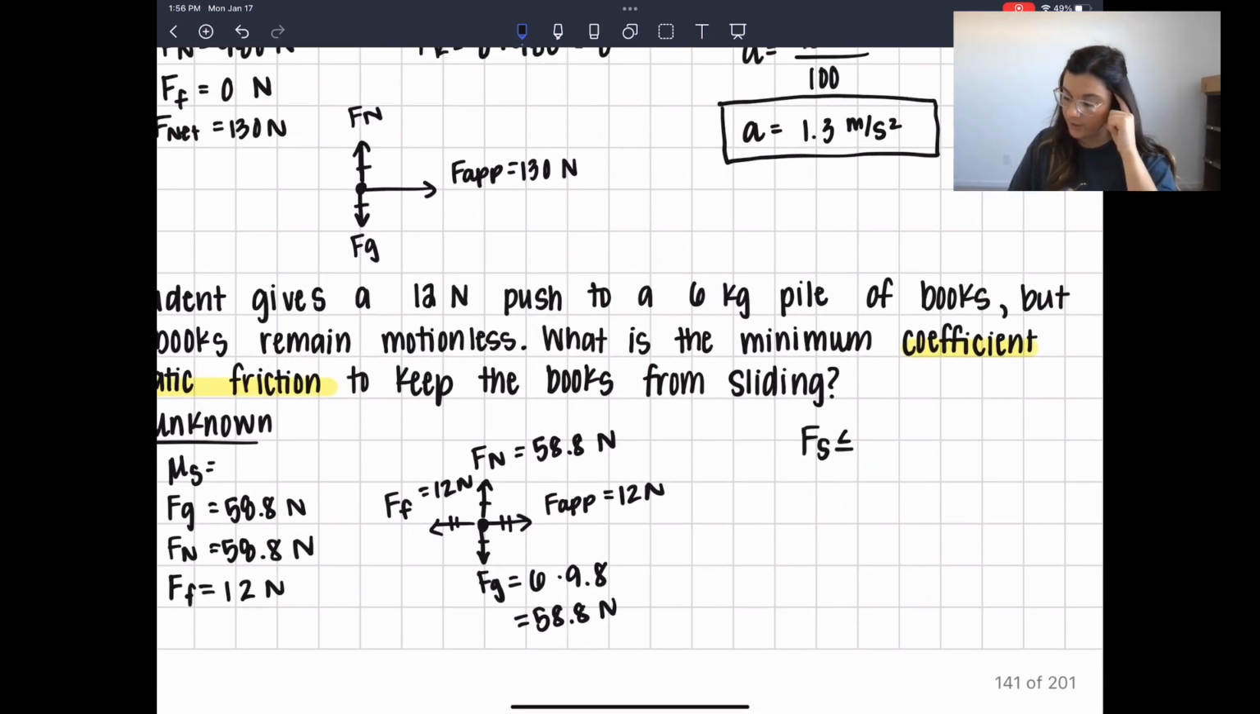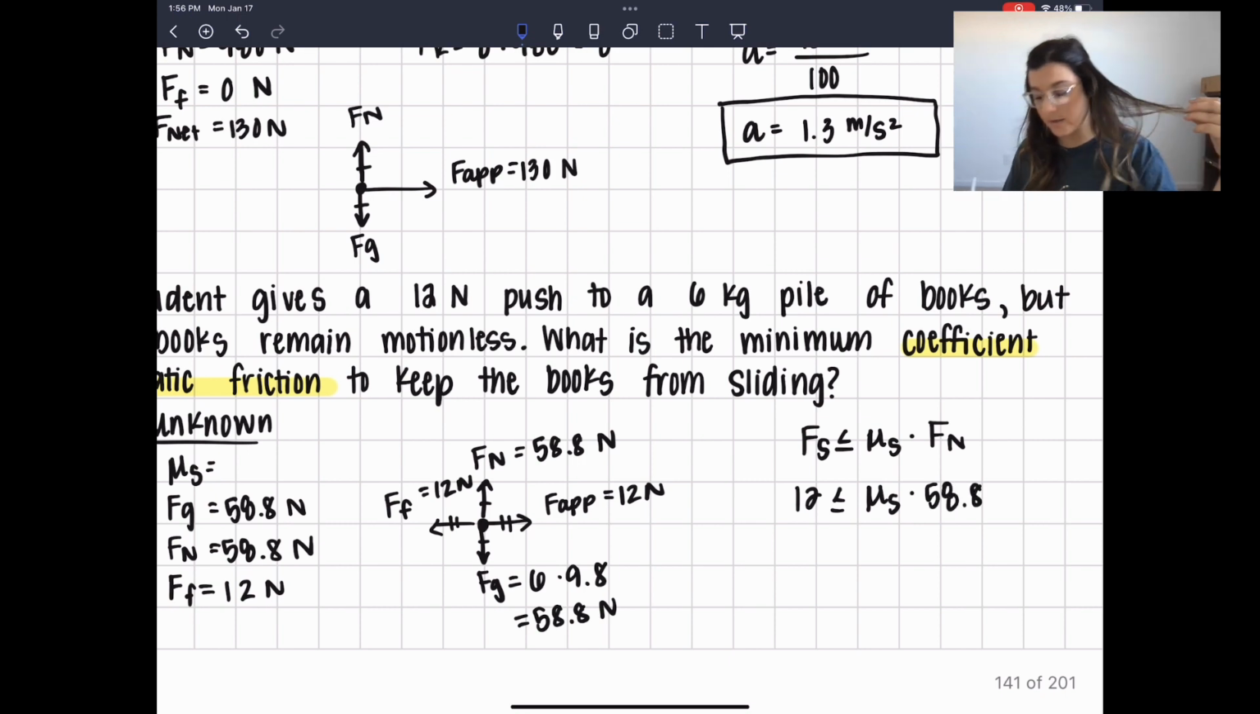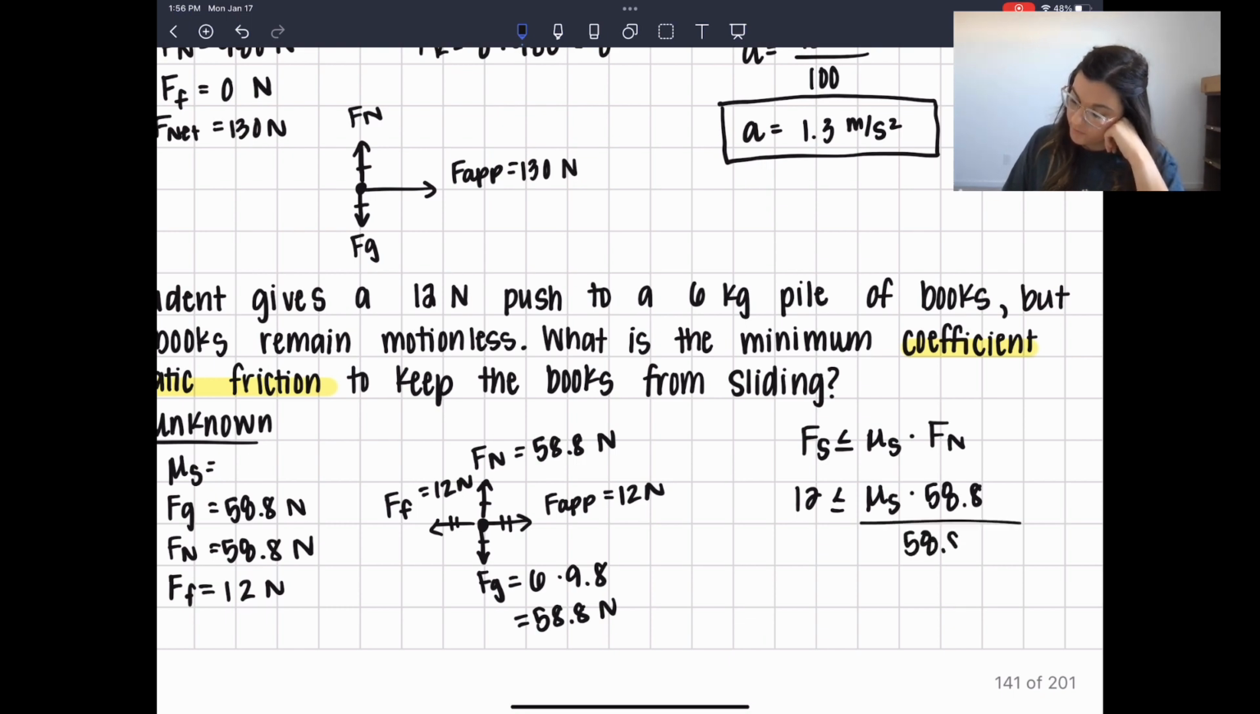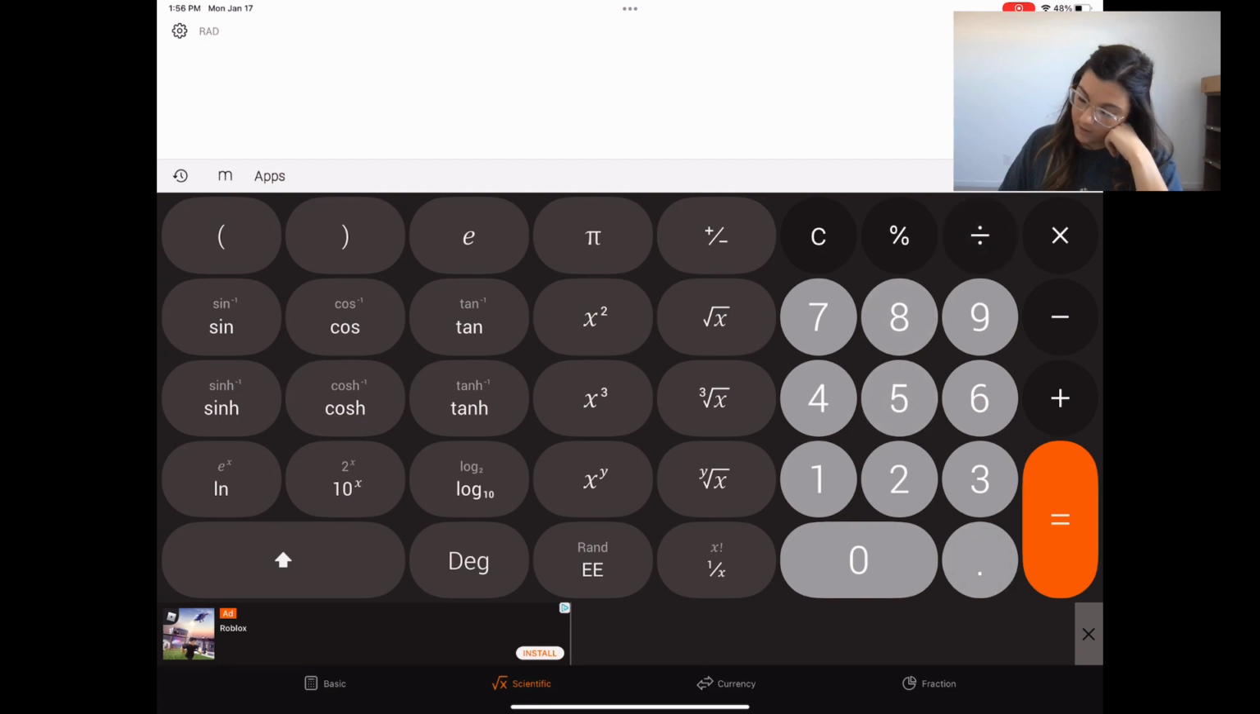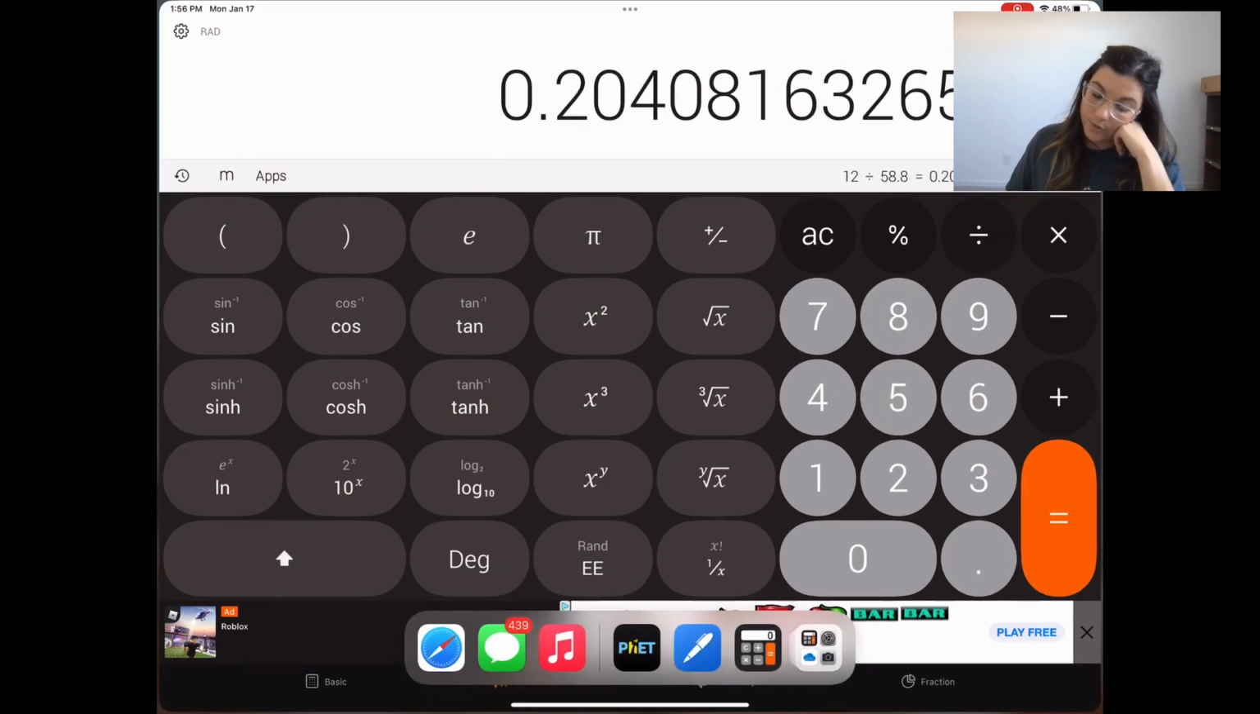So static friction is less than or equal to the coefficient times normal force. So if my static friction is 12 newtons and my normal force is 58.8, I can solve for my mu. All I have to do is get it all by itself. So I can undo what's being done to mu. I'm going to divide by 58.8. So 12 divided by 58.8 gets me 0.20.